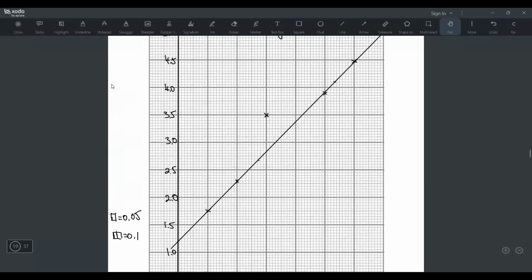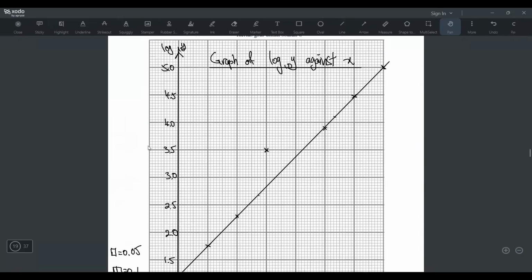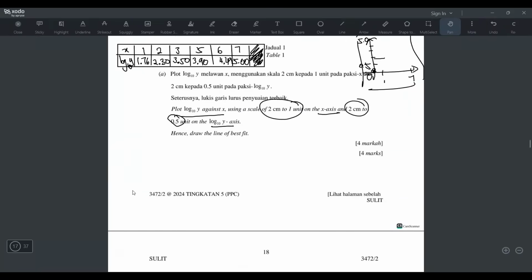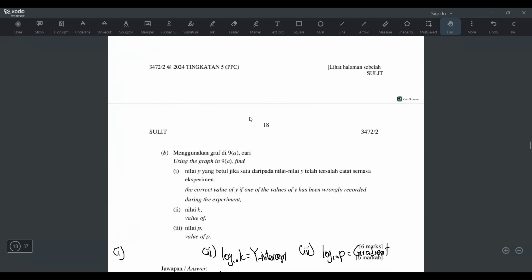So for now, I've finished my graph part. So this is your answer. And make sure you write the title. Okay, now let's do the next part. So draw the line of best fit, 4 marks. Okay, done. Now we do part B1.